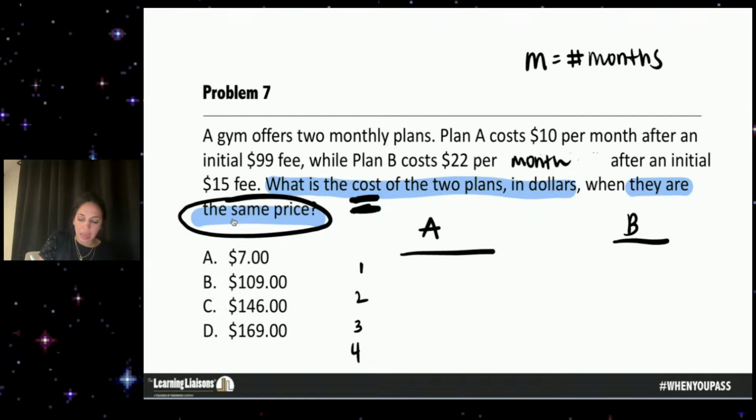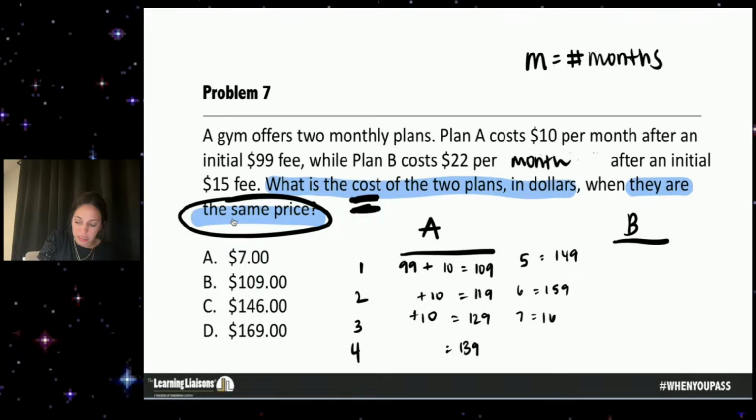So 99 plus $10 for 1 month equals 109, plus 10 more dollars equals 119, plus 10 more dollars equals 129, 139, month 5, 6, and 7, 149, 159, 169, 179, and so on.